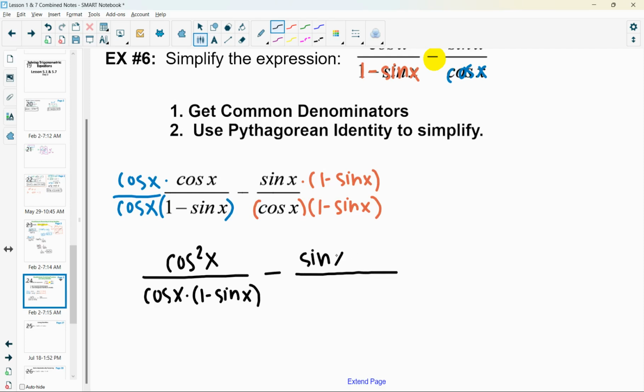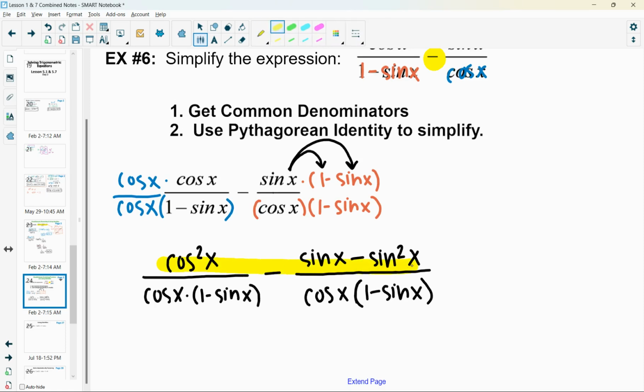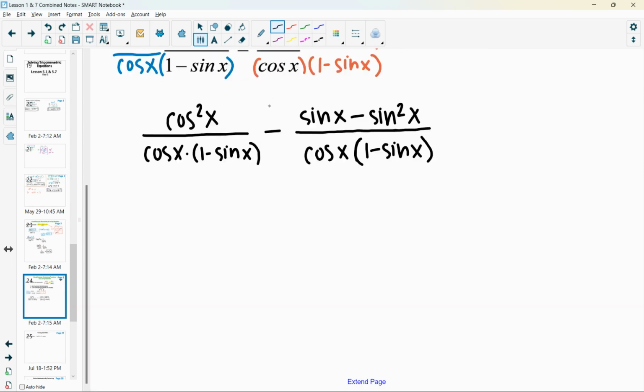Okay, so for this one, we have sine x. So this one I'm going to multiply out. So I'm going to multiply this in here. So sine x times 1 is sine x. Sine x times sine x is minus sine squared x. And then the bottom, again, I'm just going to leave it as cosine x times 1 minus sine x. Because what's going to end up happening is we're going to combine the top. Okay, so we're going to combine these. So they need to be multiplied out. And then we're going to cross out common factors top to bottom. So you don't want your denominator to not be factored. Okay, you want it to stay factored so you can cross out common factors.